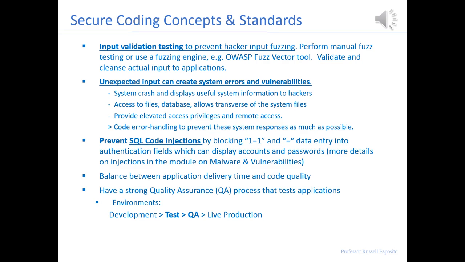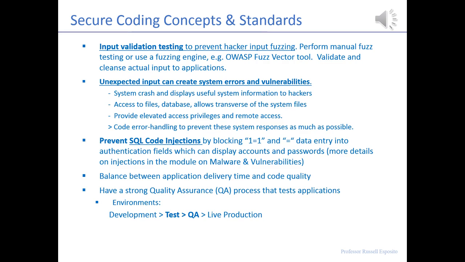So let's look at the first, and by the way, OWASP, as you see in the first bullet here, has a fuzzing tool, a free tool you can use to help fuzz your input fields. You do the fuzzing yourself, so you can find out what the vulnerabilities are. So really what you need to do is cleanse the input. The last sentence here on the first bullet, cleanse actual input to the applications. You have to check what's coming in. You have to cleanse it. You have to make sure there aren't scripts being input in there.